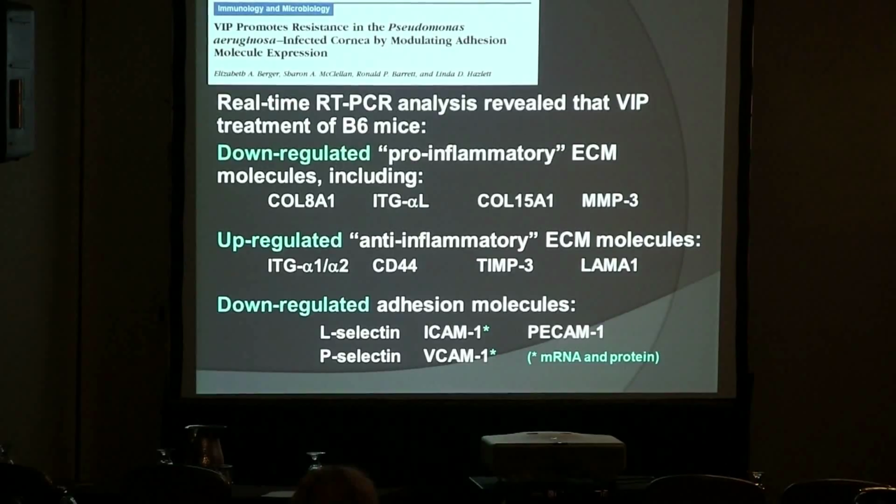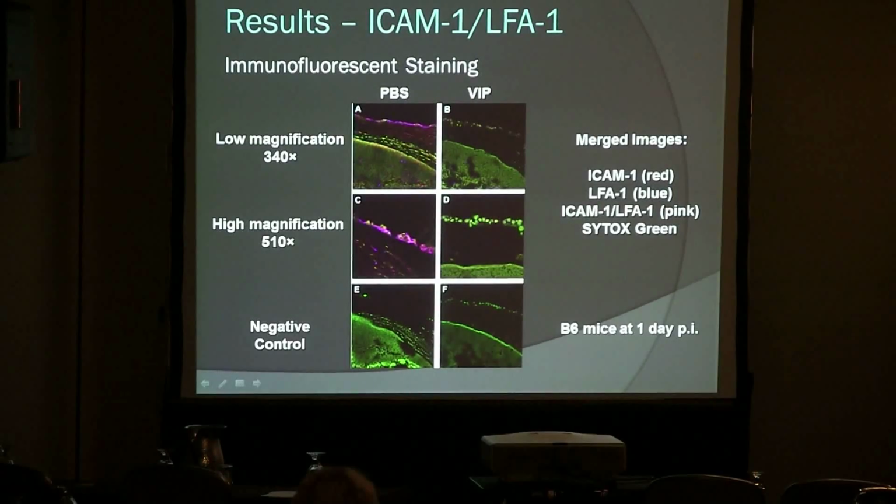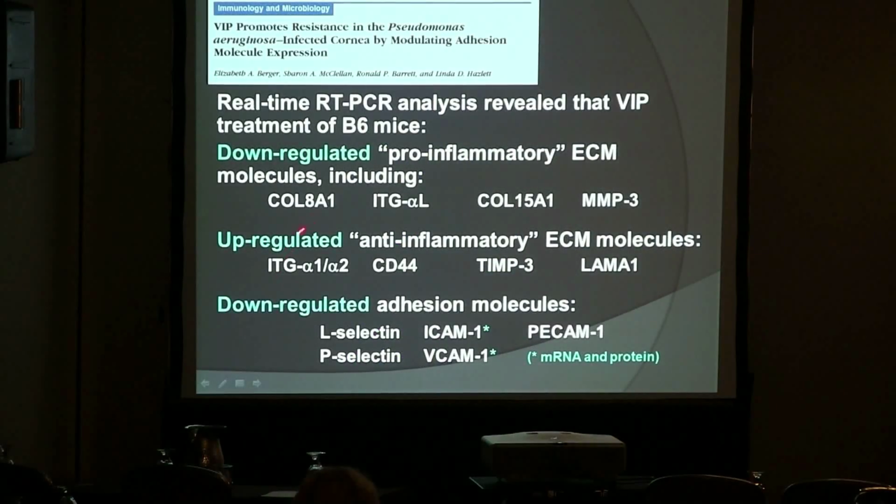This is just summarizing some of the other results that we found in regards to adhesion molecules and extracellular matrix components. Basically, we found a downregulation of the components that were known to be pro-inflammatory in nature and break down the matrix. We also saw a downregulation in other adhesion molecules, while those molecules that were associated with corneal restoration were upregulated.